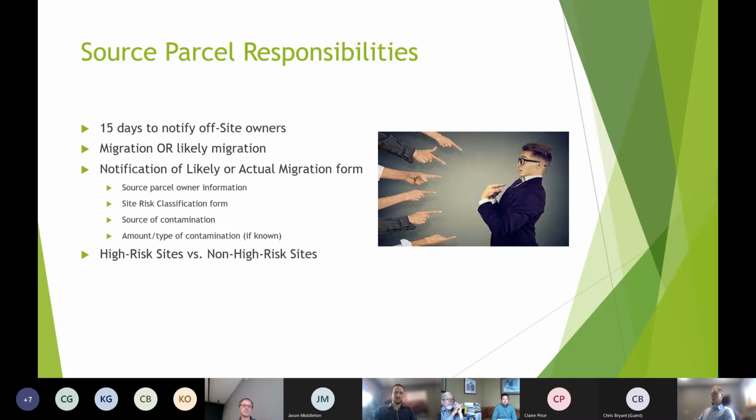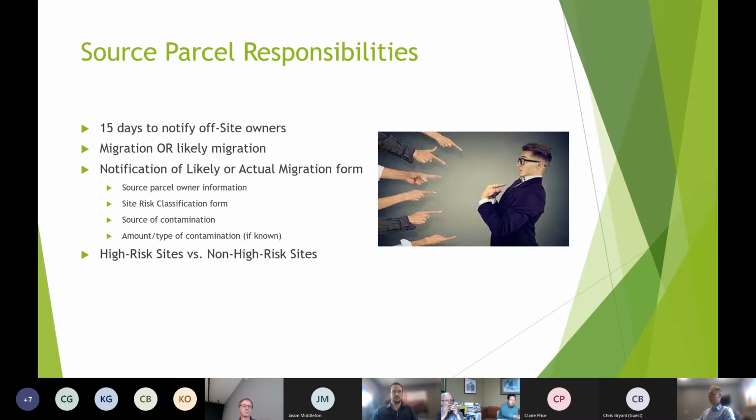Source parcel. So what are your source parcel responsibilities if you're the owner of that source parcel? The responsible person for the investigated site must provide written notification to the person who owns the neighboring site, and a copy of the notification to the Ministry of Environment, within 15 days after the responsible person becomes aware of the migration or likely migration of a substance. The notification must include name, address, and contact info for the source parcel owner and consultant on the job, as well as a description of the nature of the contamination.